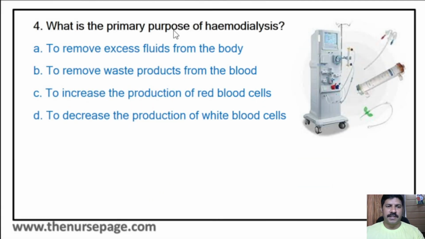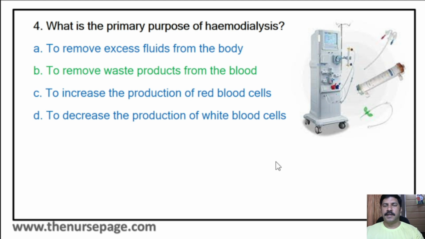Fourth question: What is the primary purpose of hemodialysis? Here is an example of a hemodialysis machine. To remove excess fluid from the body, to remove waste products from the blood, to increase the production of red blood cells, to decrease the production of white blood cells. Correct answer: to remove waste products from the blood.